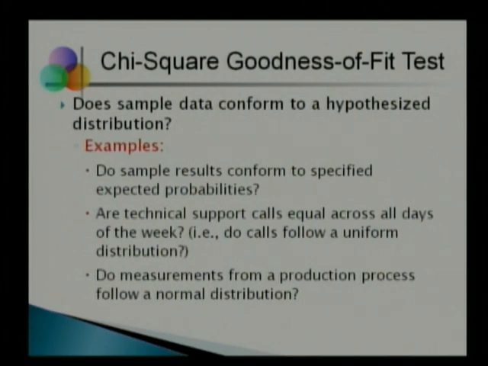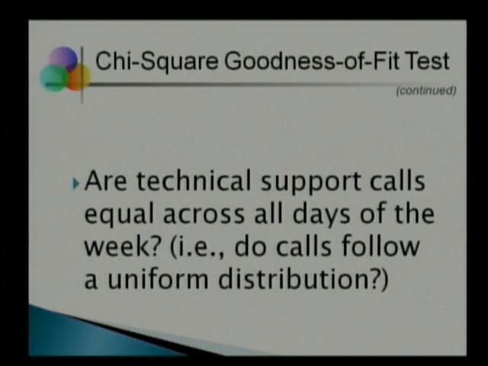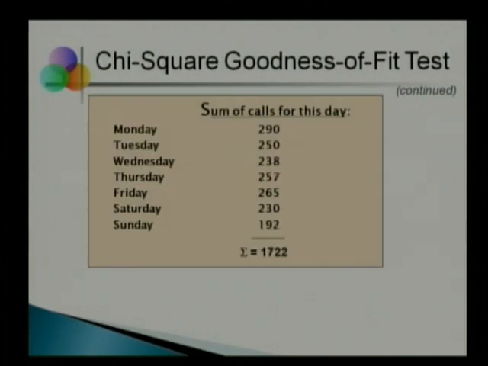For this we take one example. We have data about technical support calls for various days of the week. The question is, are the technical support calls equal across all days of the week? That means whether the calls follow a uniform distribution or not. This hypothesis we want to test. We have the number of calls that arrived on each of the 7 days of a week, listed on the slide, and there are a total of 1722 calls overall.